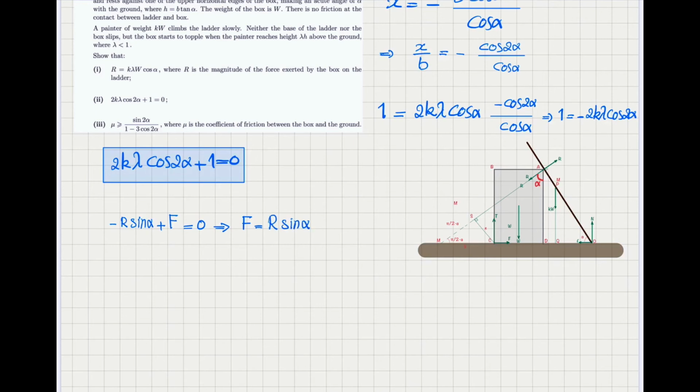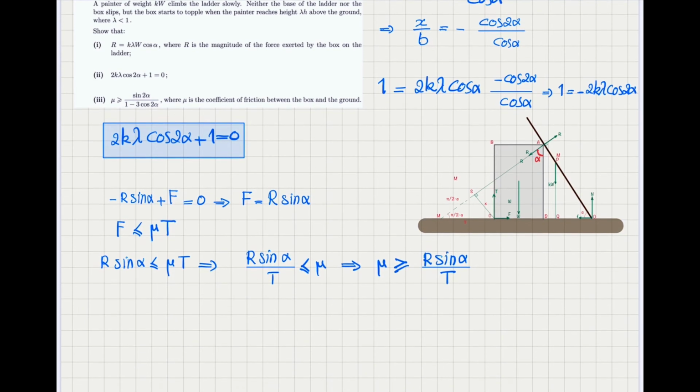So then this implies that the friction force is equal to R sine alpha. But of course you know that the friction force is at most equal to the coefficient of friction multiplied by the normal force, which in this case is T. So I compare these two, and I get R sine alpha is less than or equal to mu times T. If I divide by T, it becomes R sine alpha divided by T is less than or equal to mu, or equivalently mu is greater than or equal to R sine alpha divided by T. And of course this is good because I got an inequality for mu in the right direction.